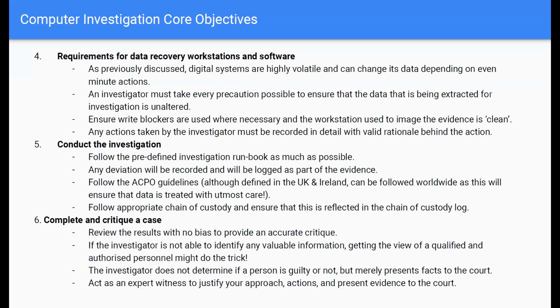So when you're building your toolkit, obviously you'll need to take these kinds of things into consideration as well. But specifically for data recovery, which is one of the most crucial parts of the forensic investigation lifecycle, you need to take these aspects into consideration. If you look at the third point, I've called out that you should ensure write blockers are used wherever necessary, and that the workstation used to image the evidence is clean. The first part I'll cover in the later slides, but the second part of that point is very important.